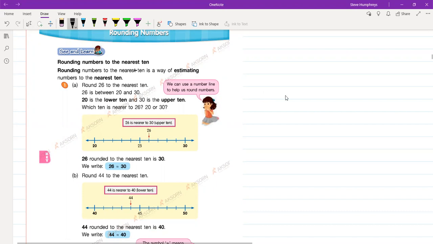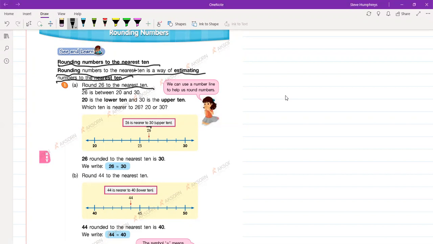Okay, let's see what this is all about. Rounding numbers to the nearest 10. Rounding numbers to the nearest 10 is a way of estimating numbers to the nearest 10. Okay, number 1, round 26 to the nearest 10.